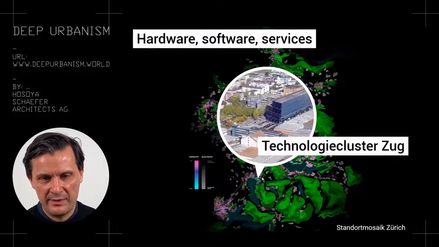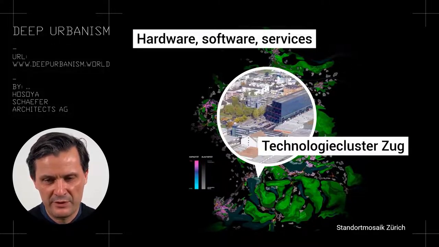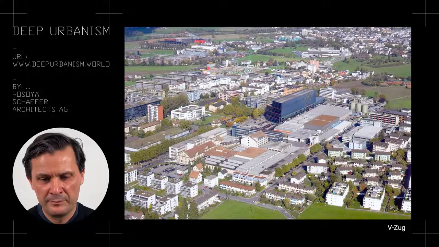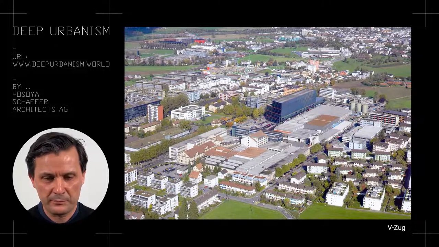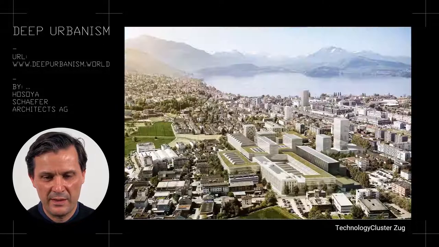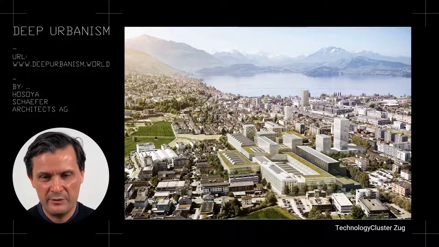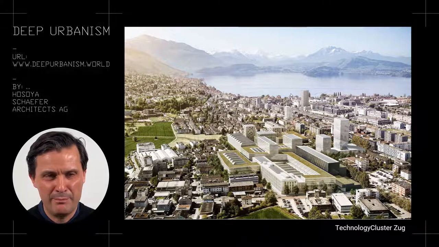Now the last architectural building I want to show you is the technology cluster of Zug. Also a project which we won. Zug is basically a white goods manufacturer. So they produce ovens, refrigerators, washing machines, dishwashers, and so on. And they historically produced this in close proximity to the city of Zug. And the city of Zug is one of these small but highly globalized towns in Switzerland, which is really embedded in this amazing scenery.